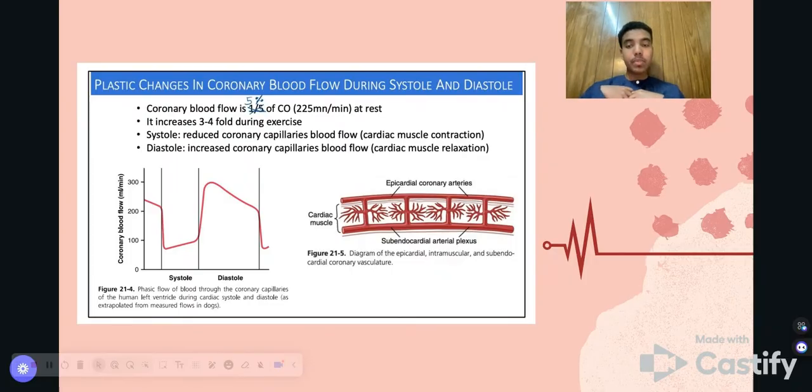When your heart is contracting, in systole, what's going to happen to your coronary blood flow? It's going to decrease, right? As it says here, reduced coronary capillaries blood flow, because your cardiac muscle is contracting and it's going to constrict. In diastole, there is increased coronary capillaries blood flow, you need more blood to get to your heart. Your heart is relaxing, and that causes increased coronary capillaries blood flow. Just know that your coronary blood flow is 5% of your cardiac output at rest.